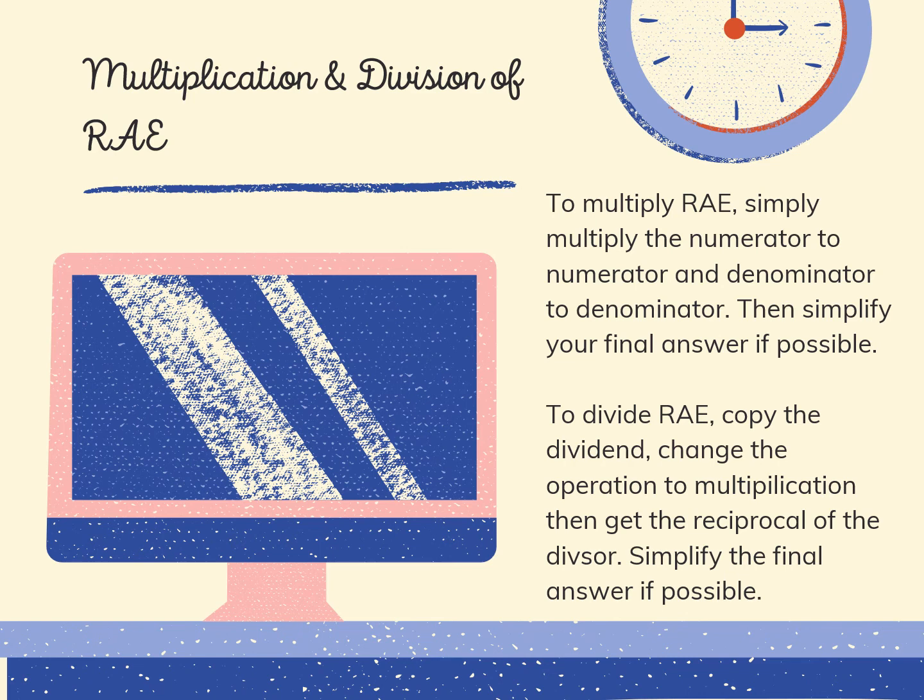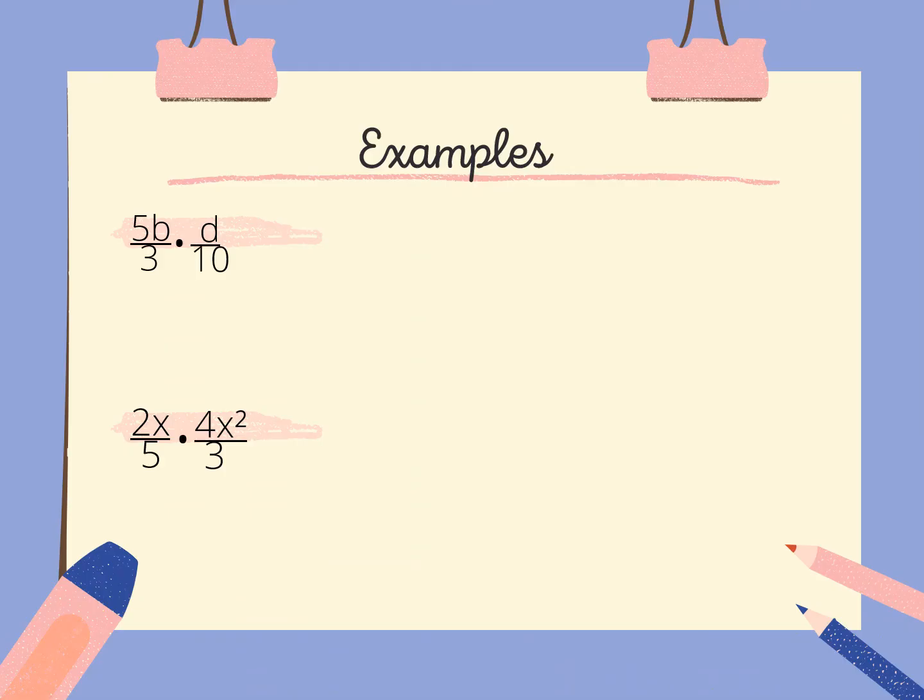And then, of course, for us to arrive at the final answer, we must simplify it, if possible, no? We have to express our final answer in simplest form. So, ganun lang din. Okay? So, let's do it. Here we have 5b over 3 times d over 10. Just like I have mentioned, all you have to do is multiply the numerator by the numerator. So, we have 5b times d over the denominator by the denominator, which is 3 times 10.